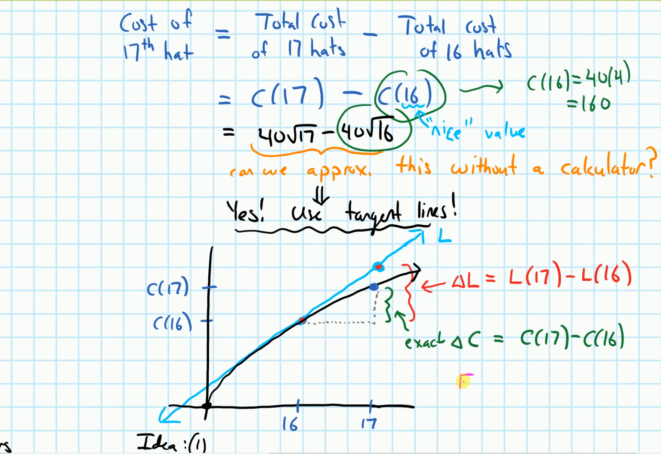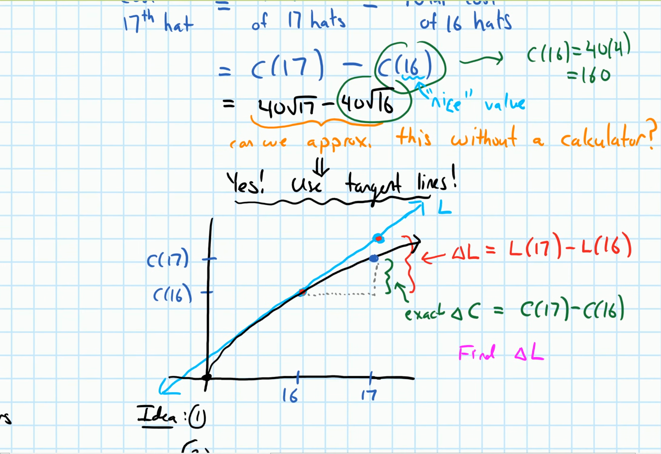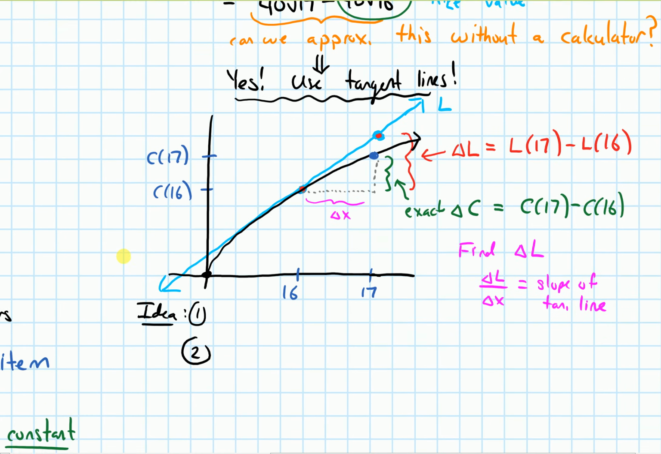So we are going to try to find this change in L, because the change in L is going to be approximately equal to the change in C. So how are we going to find the change in L? The change in L is this vertical distance, and if you divide that by the change in x, this distance right here, that's equal to the slope of the tangent line. This slope equation is going to be the key idea for how we find delta L, the change in L.